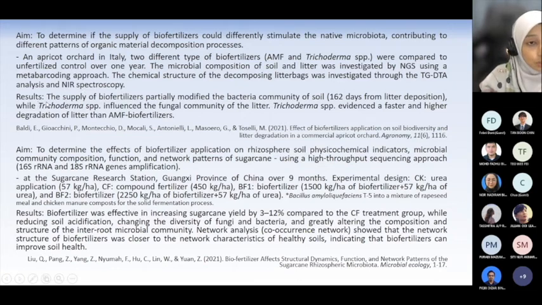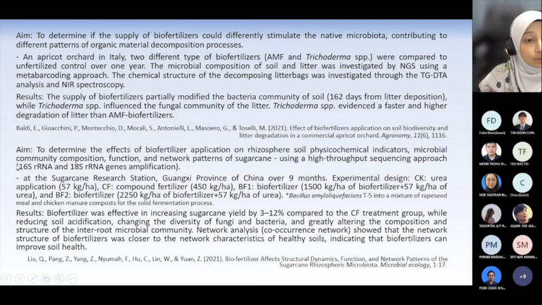And the results show that the supply of biofertilizers partially modified the bacterial community. As we can see, almost after half a year, only then can we see the modification of this bacterial community, okay? And it also influenced the fungal community, and somehow Trichoderma managed to cause faster and higher degradation of litter or the organic materials, okay?